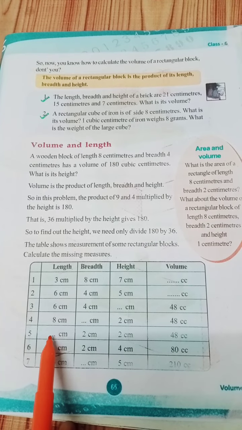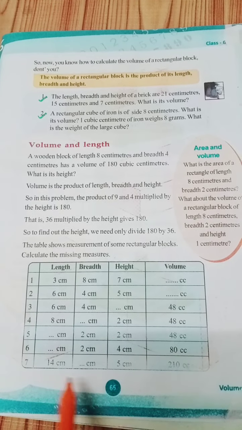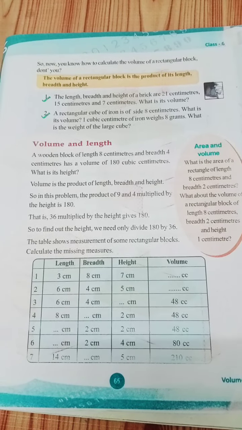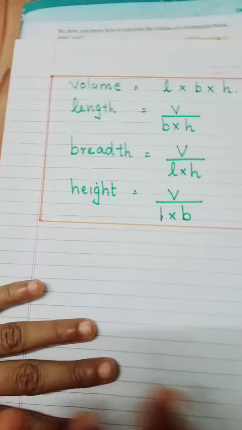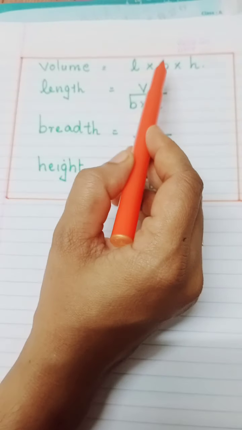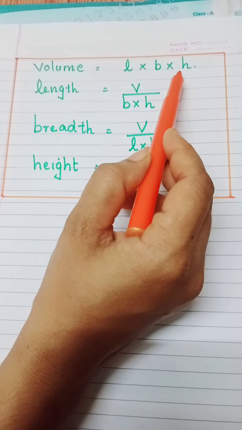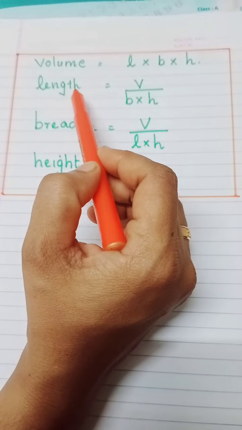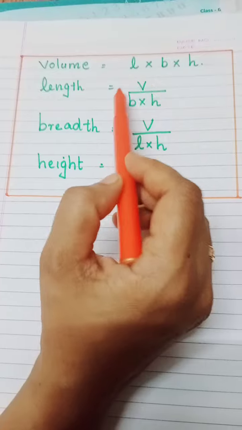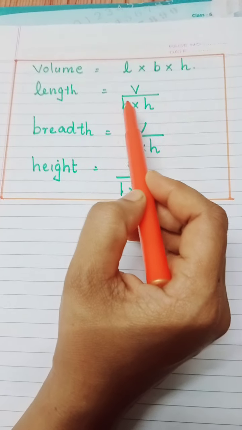Then how will you find out the length? In some cases, you have to find out the breadth. So, how will you do this? For this, we have some equations. You know that volume is equal to length into breadth into height. So, if you want to find out the length, what will you do? You have to divide the volume by breadth into height.